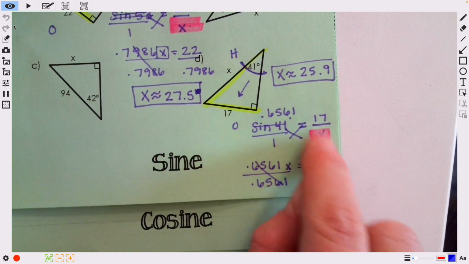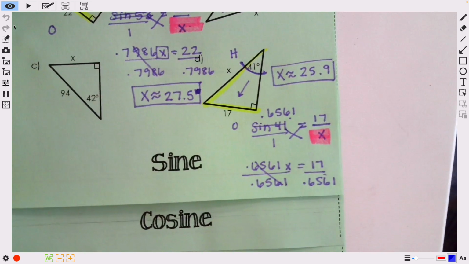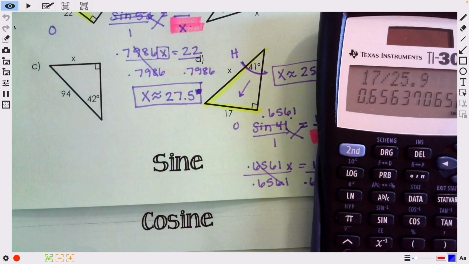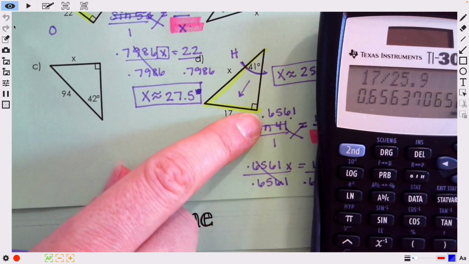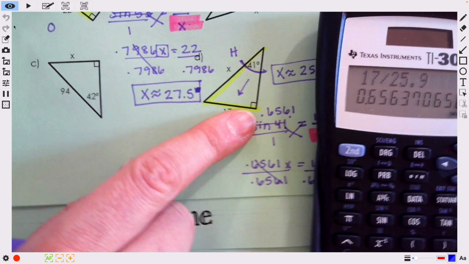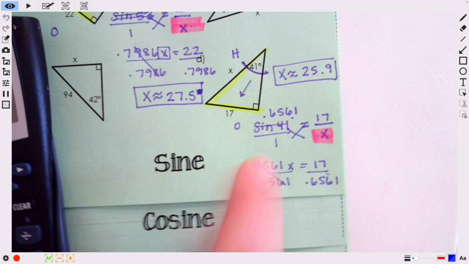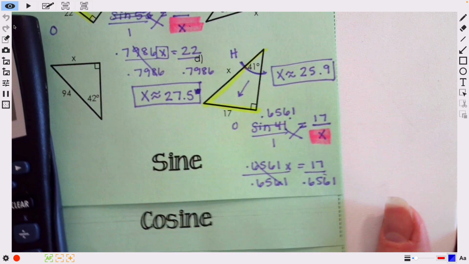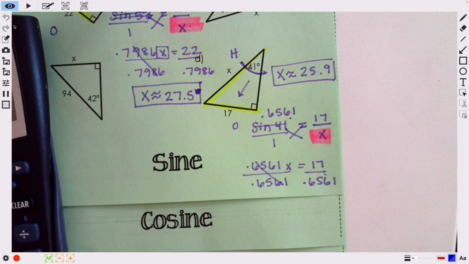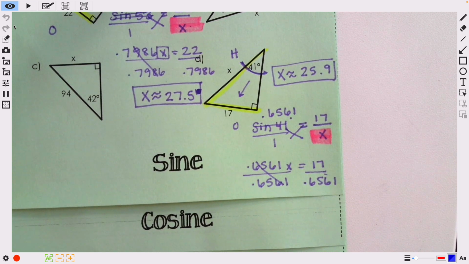If I were to type into my calculator 17 divided by 25.9, I get a decimal that's pretty darn close to that, right? Now we did some rounding in there, that's why it's not exact, but that should always match this because I'm telling you that the ratio has to equal this decimal. Okay. Questions about the first trig function? Once you have the first one, the others are easier to understand.